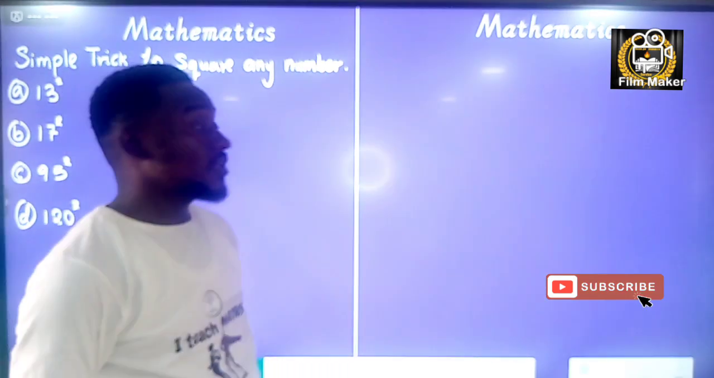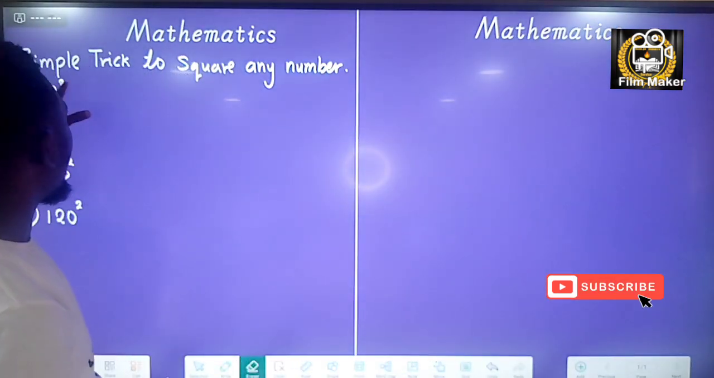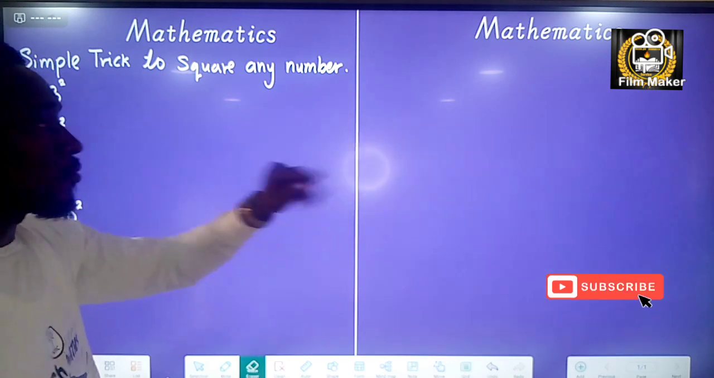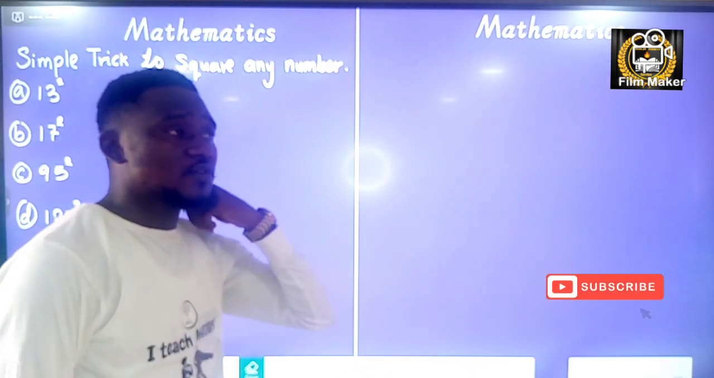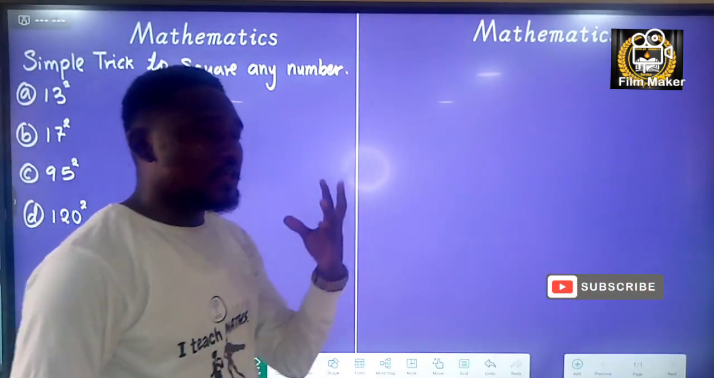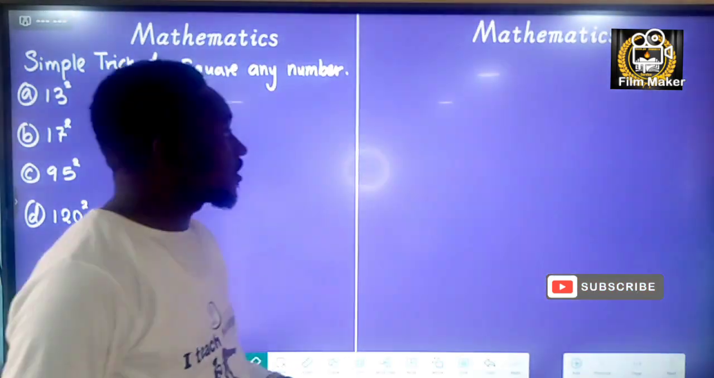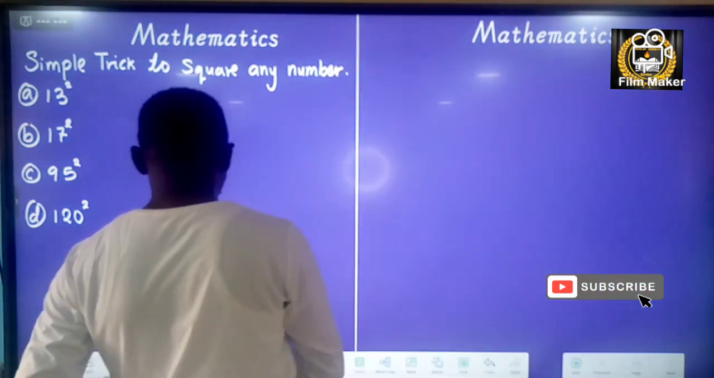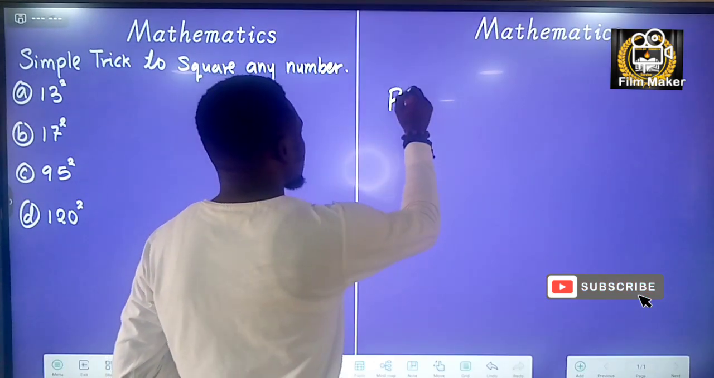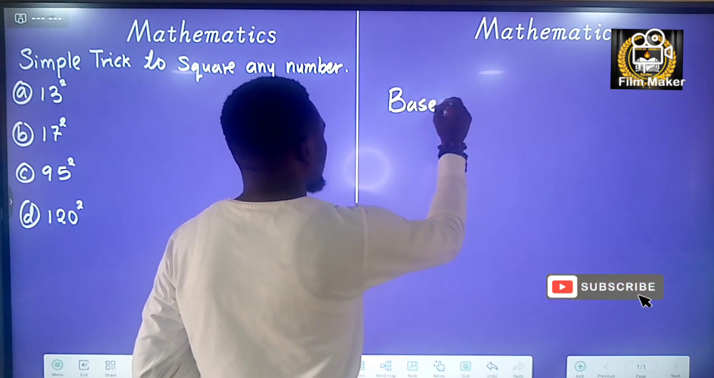Please, today I want us to look at how to square any given number at all, a trick on how to square any given number. In my previous lesson, you were taught how to square a two-digit number. Is that okay? Now, the method or the trick I'm going to use here today is what I call the base system. Is that okay?